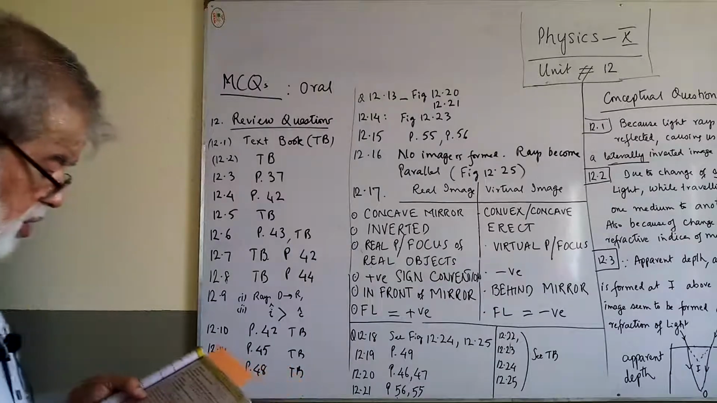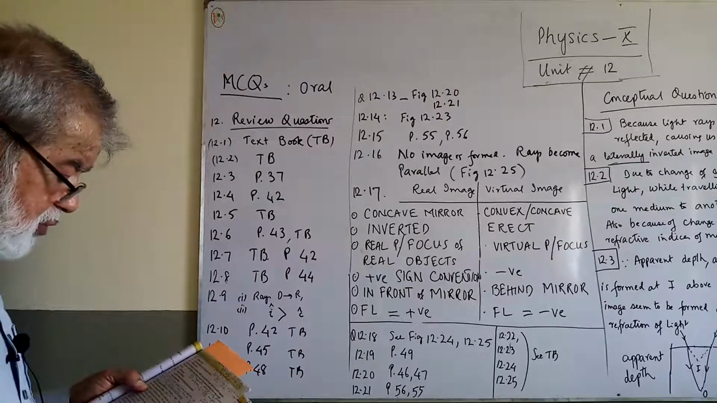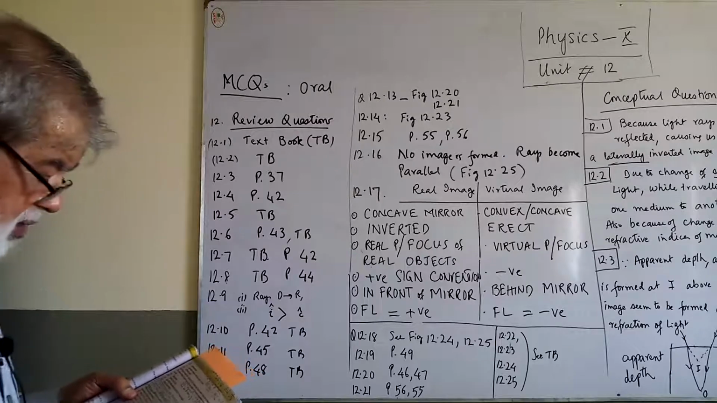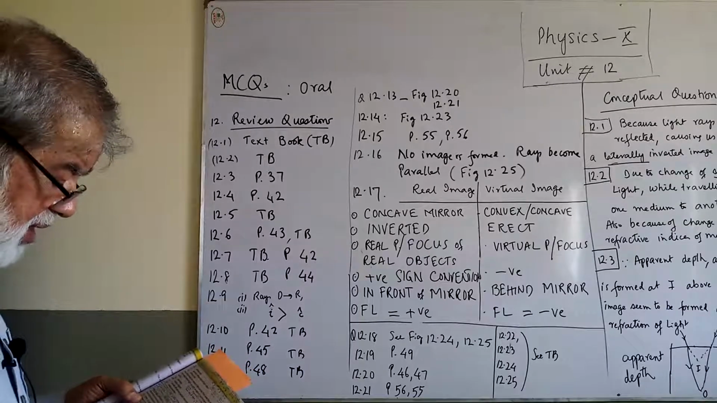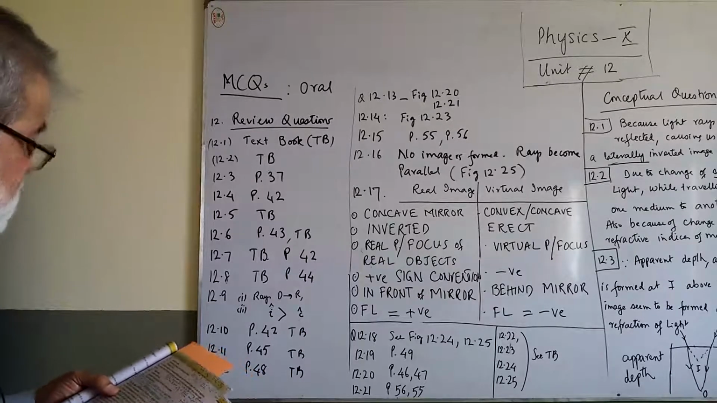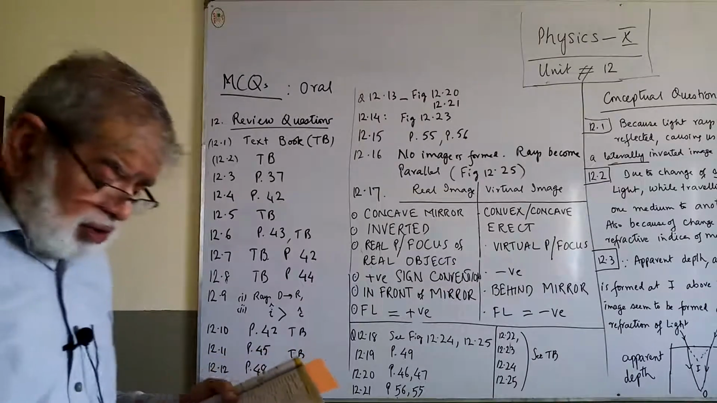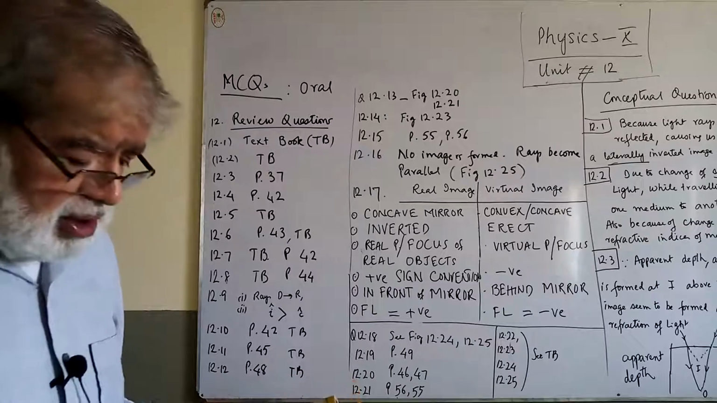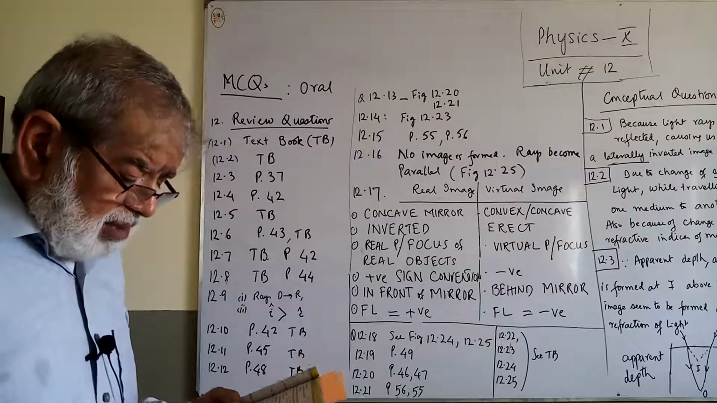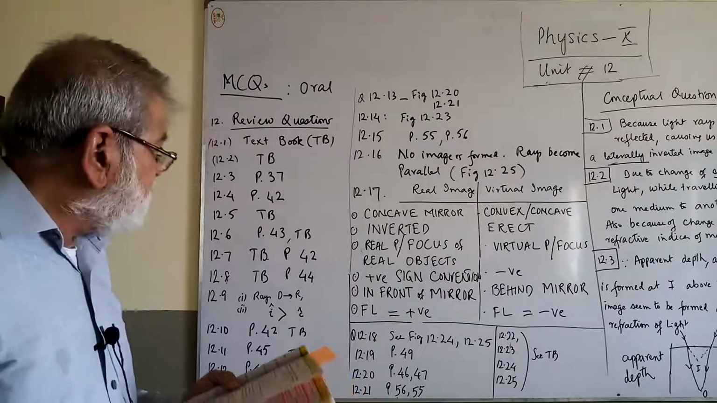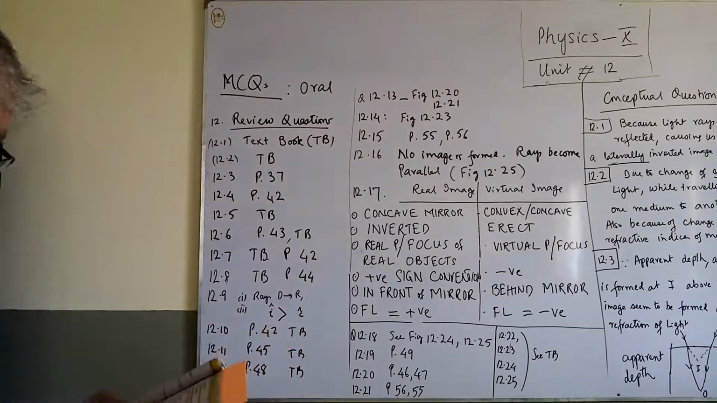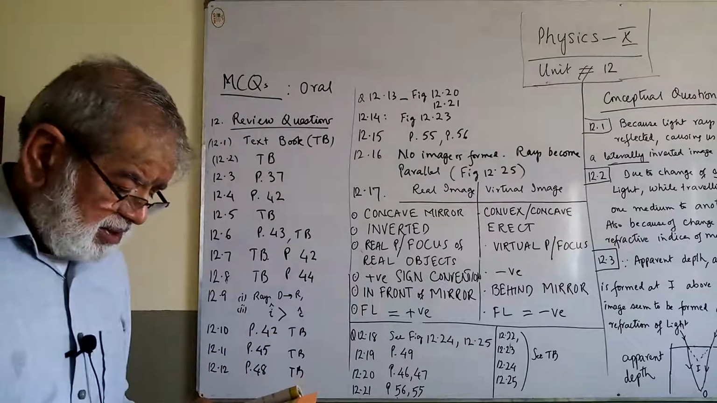Question number 2. Describe the following terms used in reflection: normal, angle of incidence, angle of reflection. See the textbook to answer these questions. Question 3. State laws of reflection. Describe how they can be verified graphically. You have to again go to the textbook. It's on page number 37.